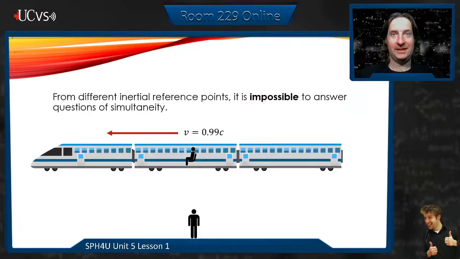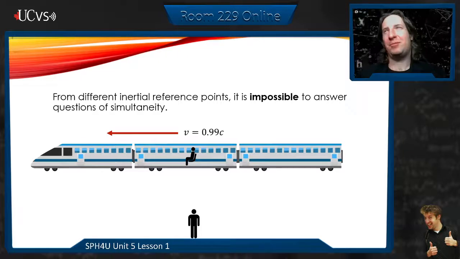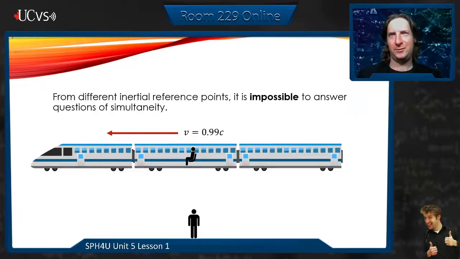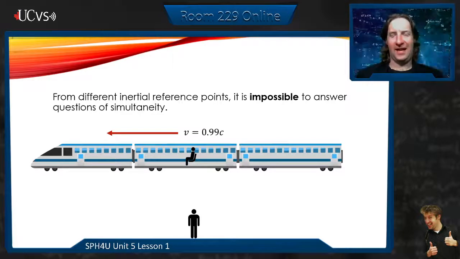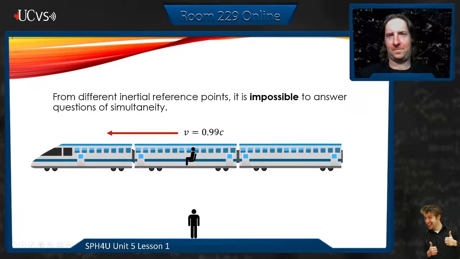Now, what does this mean, though? This causes some major problems. Well, not problems really. Some major confusion in terms of causality. For example, look at this. Let's think about this train here. So the train is traveling at 99% of the speed of light. It's a very, very, very fast train. Okay.